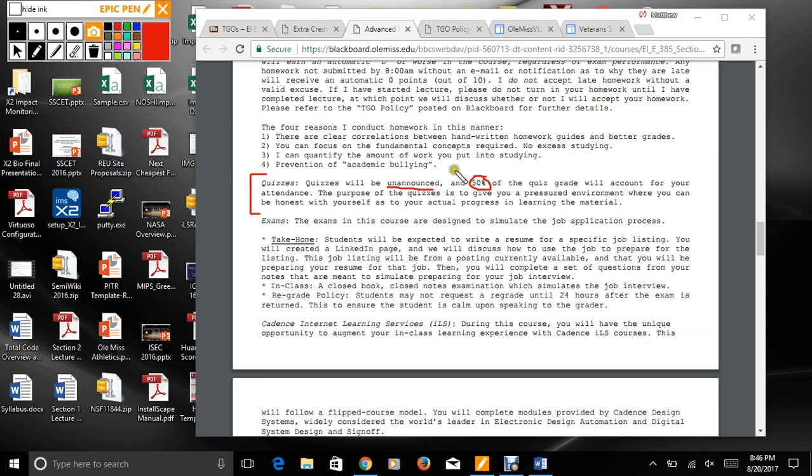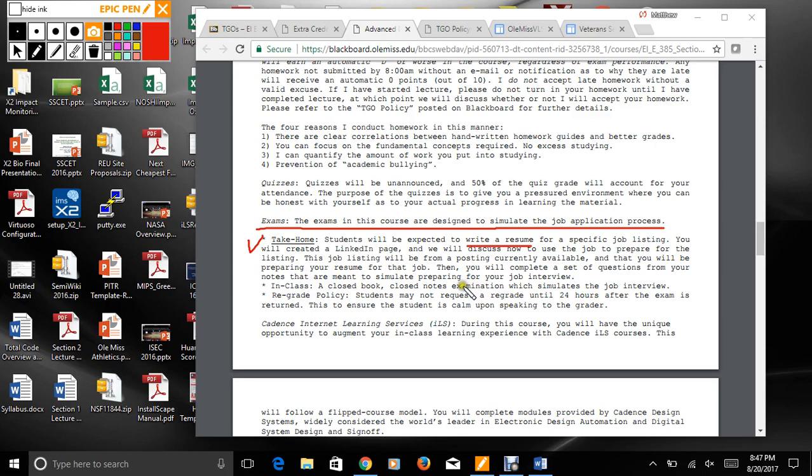And there will be 3 exams. The exams in this course are designed to simulate the job application process. There are 2 parts. There's a take-home where we will go over how to write a resume. I'll provide a video for you, and we'll go over it in lecture for a specific job listing that you'll be qualified for upon completion of this course. You'll create a LinkedIn page, and we'll discuss how to use the job to prepare for the listing. This job listing will be from a posting currently available, and you'll be preparing your resume for that job. So the first 20 points are preparing your resume for that position.